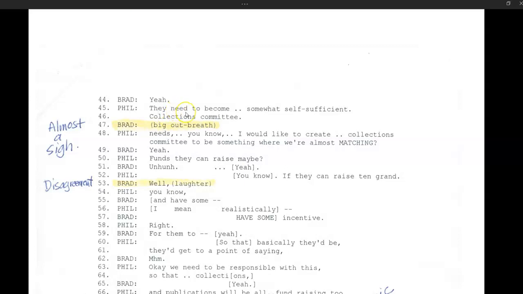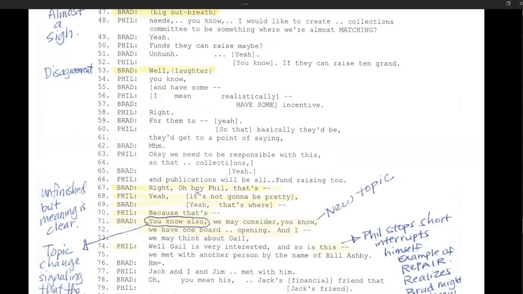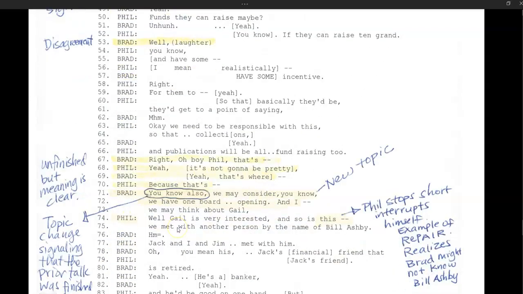You have Phil talking about how they need to become somewhat self-sufficient, and the collections committee is going to start talking about money here. And you have Brad with his big out-breath, and you can tell, oh gosh, maybe he doesn't want to talk about it, or it seems futile or whatever. There's some disagreement here. Well, and then there's laughter. And again, we know that sometimes when people want to disagree, but not ruffle feathers too much, there is laughter involved. There's another topic change here.